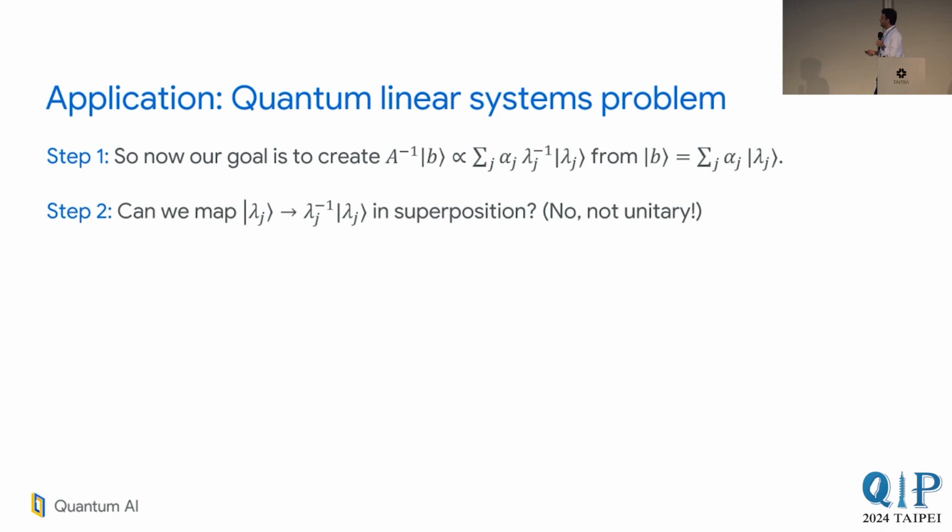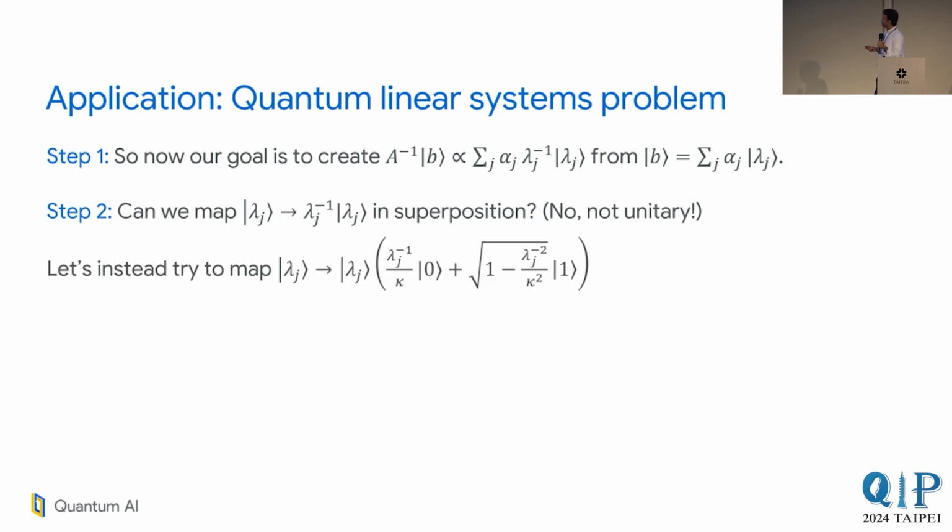It's not even unitary. But there's something else you can do that is unitary, which is this. You can take lambda j and keep lambda j around, and in the second register create this qubit. So this is indeed a qubit. It's correctly normalized because I assumed earlier that the lambda j inverses are all bounded by kappa. So this first number is at most 1, and this other number is just whatever it needs to be for the L2 norm to be 1. So this is a thing that makes sense to do, right? Because I'm just adding a qubit here.